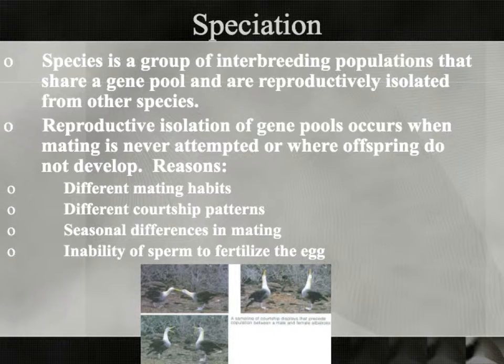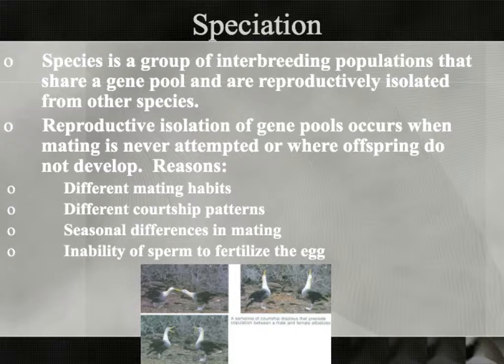Speciation, just to further talk about a couple of different terms here. A species is a group of interbreeding populations that share a gene pool and are reproductively isolated from other species. So they can only mate with the same species. It's not like you're going to have, say, a lion and an elephant.